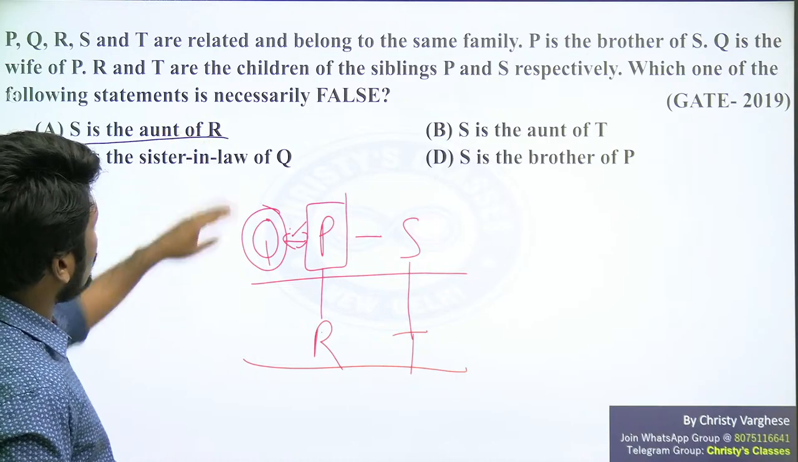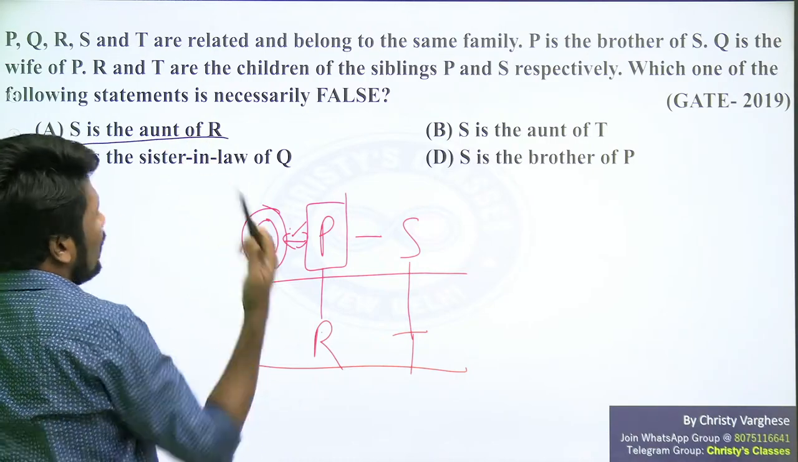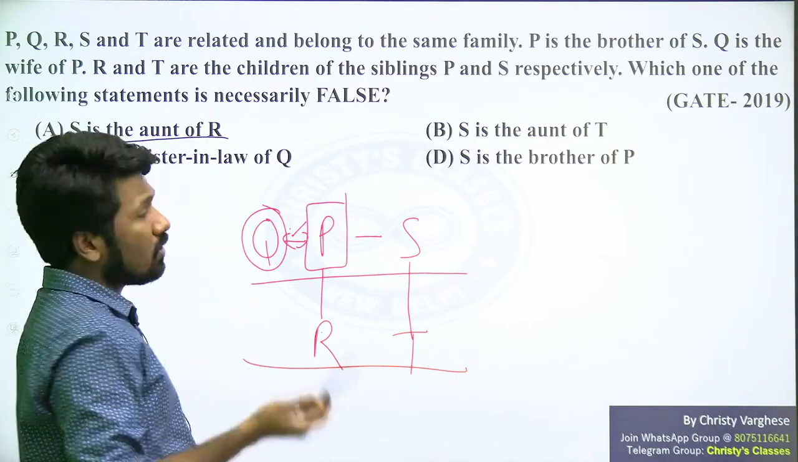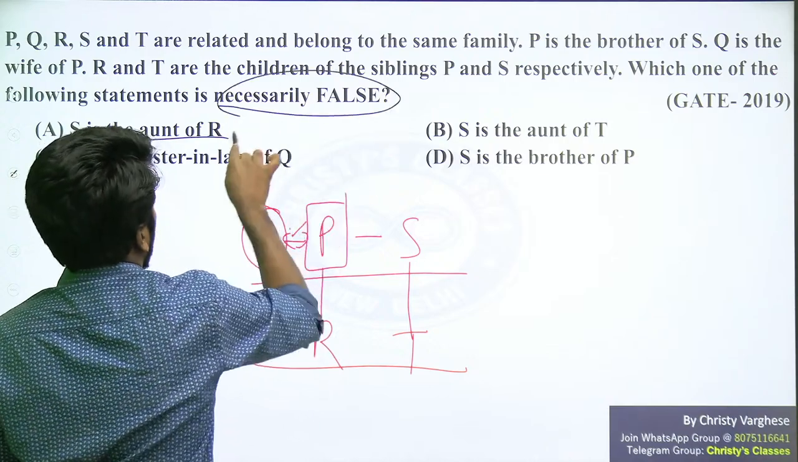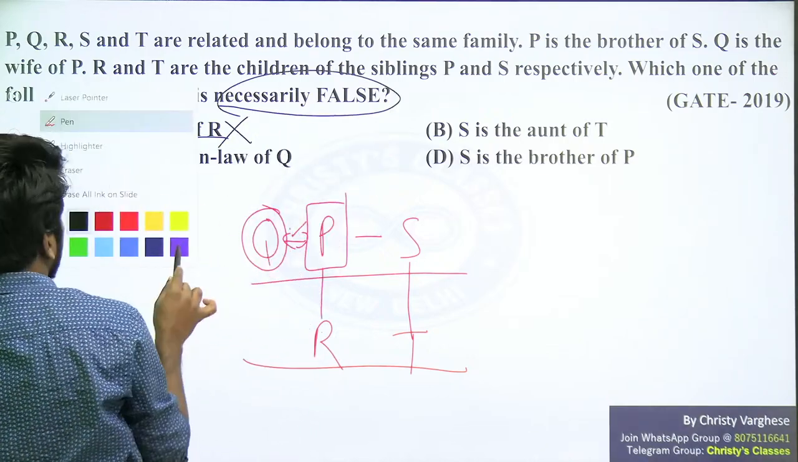So S is the aunt of R is not always false. We cannot say sometimes true, sometimes false. But we need always false. So option A is wrong.